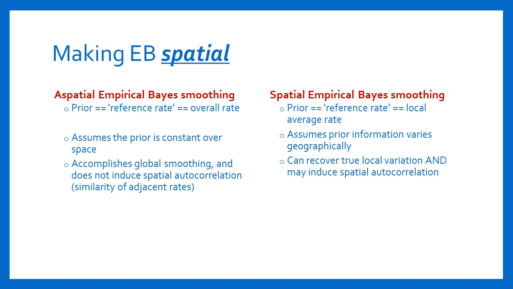So instead of the prior being the single average rate of very low birth weight in the state of Georgia, the prior becomes the rate of the counties that are immediately around me. So they're my local prior. It assumes that the prior information varies geographically.